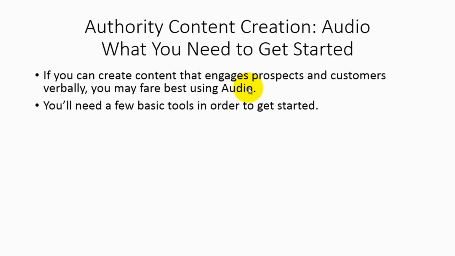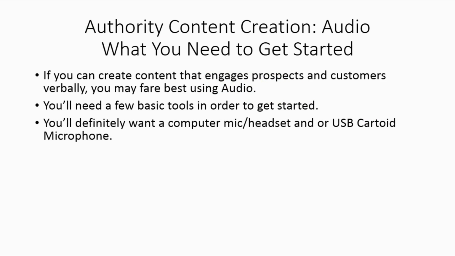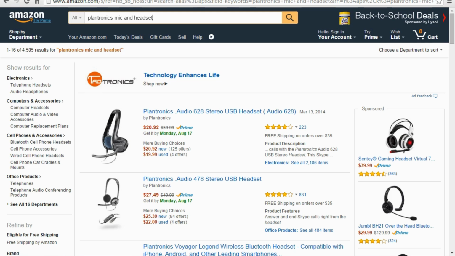Now, you are going to need a few basic tools in order to get started using audio. You'll definitely want a computer mic and headset and/or a USB cardioid microphone. These items do not have to be super expensive. If you do a simple search on the Amazon website, you'll notice there is a Plantronics Audio, I think it's a 628. It's a general headset. This is just fine to be able to create audio using your personal computer, whether you use a Mac or an actual PC.